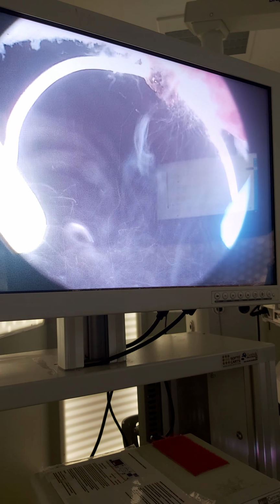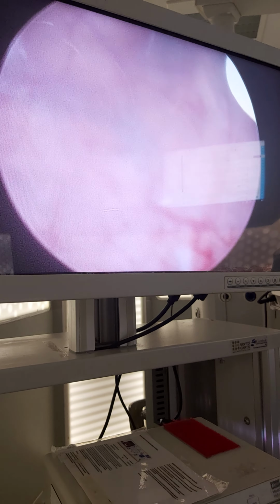And this is the border. If I come this way too much, we will interfere with the urinary sphincter. Okay, the bladder looks better now. It didn't continue bleeding too much. But the mucosa is very thin.